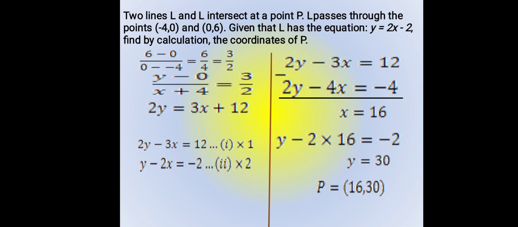So we shall multiply the first equation by 1, and multiply the second equation by 2 to make them similar, so that we eliminate y. When we eliminate y, we find that x is equal to 16. Substituting the value of x in any of the equations, we find the value of y is 30. So the coordinates of P are (16, 30).